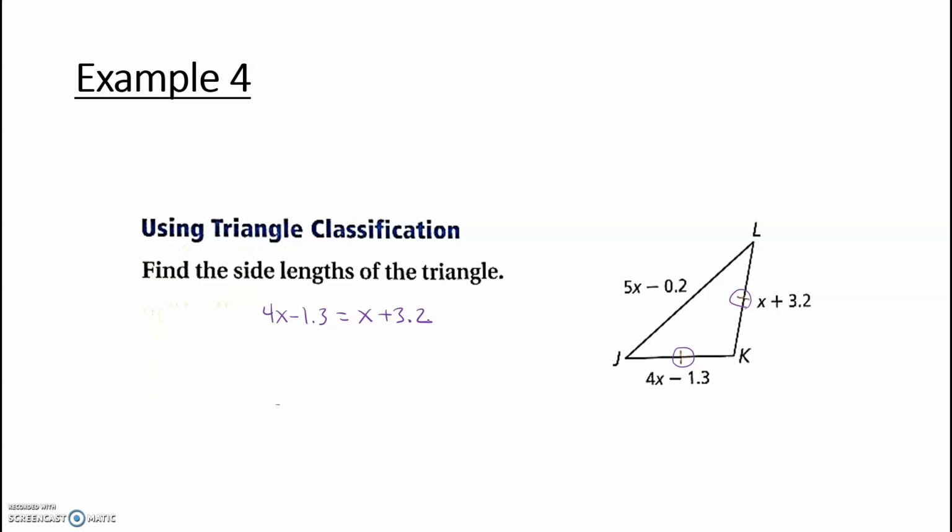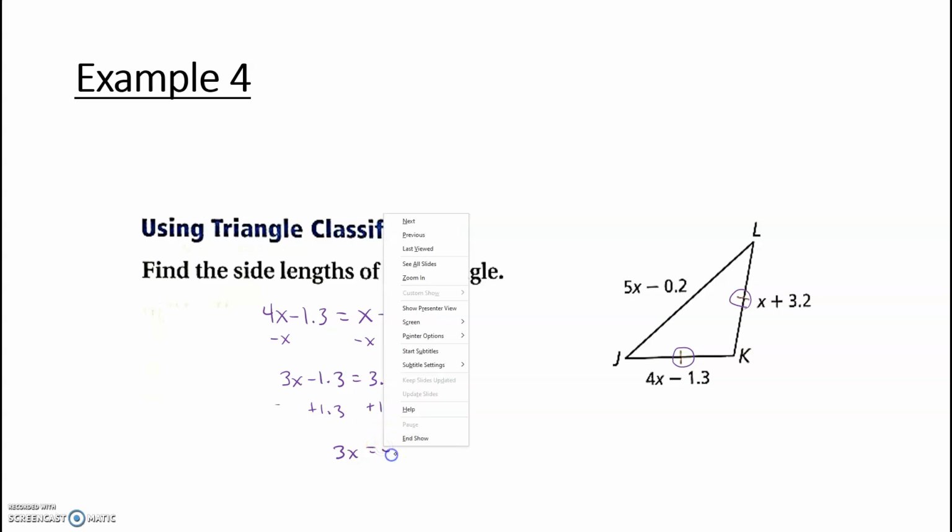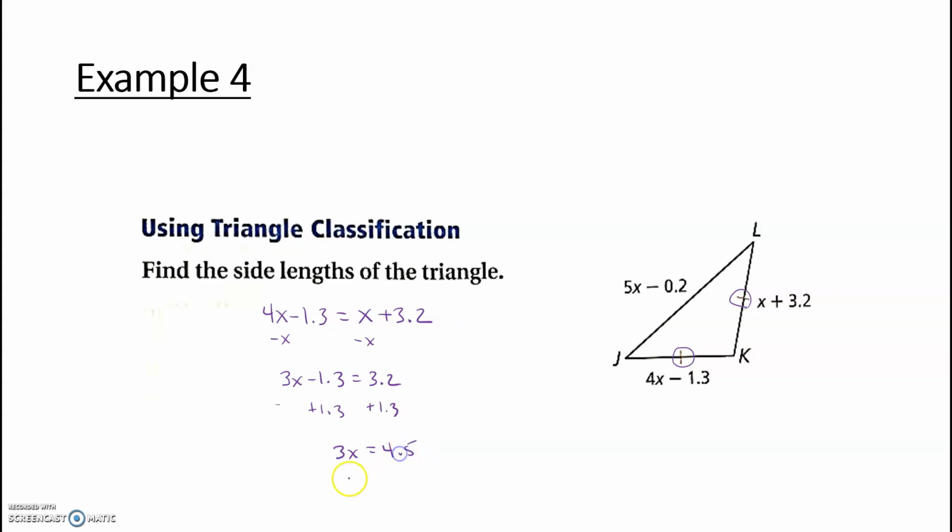All right, so let's start with the x's. We're going to subtract x from both sides. So we got 3x minus 1.3 equals 3.2. We're going to add 1.3 to both sides. So we got 3x equals 4.5. And then we're going to divide both sides by 3. And we get x equals 1.5.